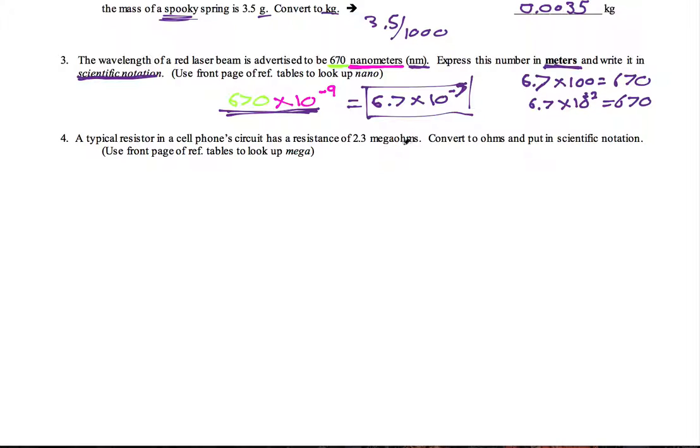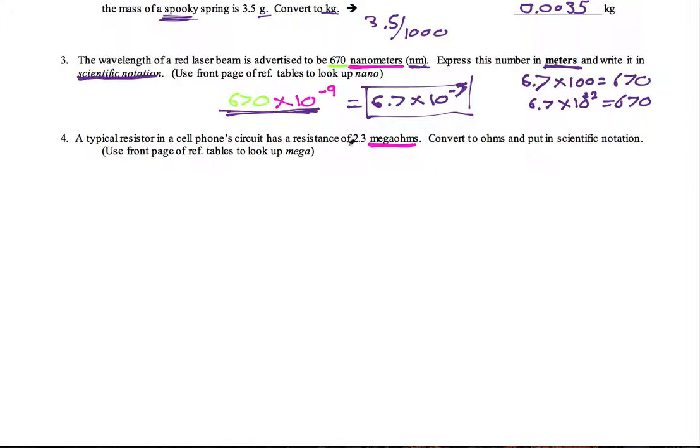So we're going from megaohms to ohms, and if you check what megaohms is on your reference tables, you'll see that mega means a million, so it's a very big unit, and ohms is the base unit of electrical resistance. So this is a much smaller unit than megaohms. So we're going to have a whole bunch of ohms that fit into our megaohms, right?